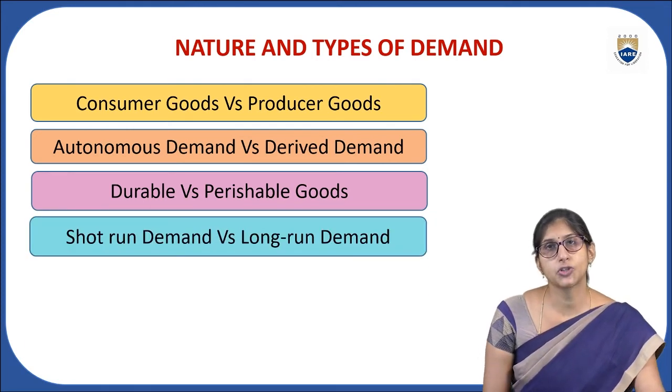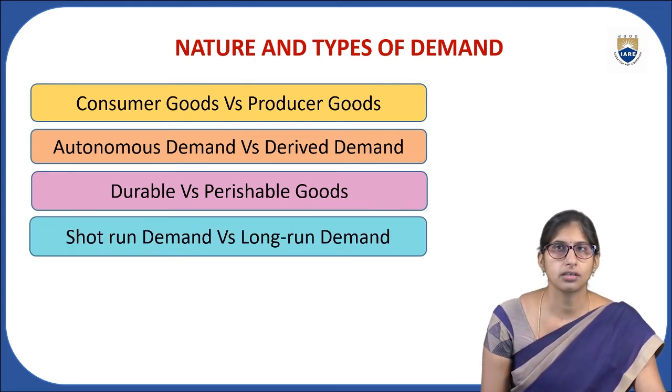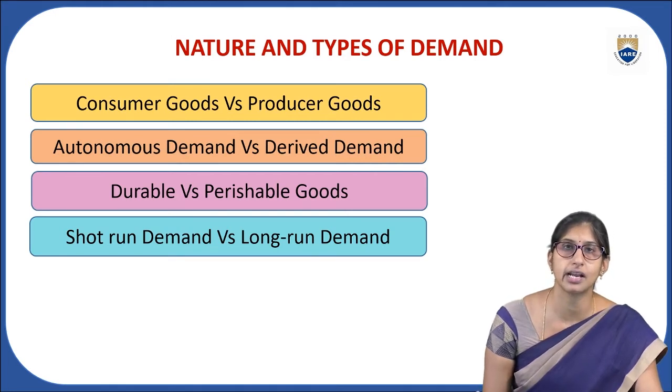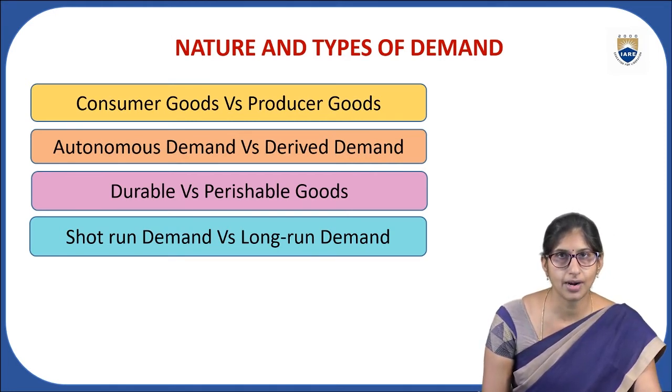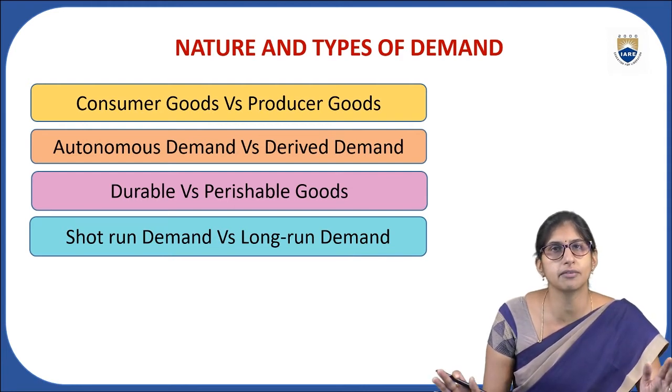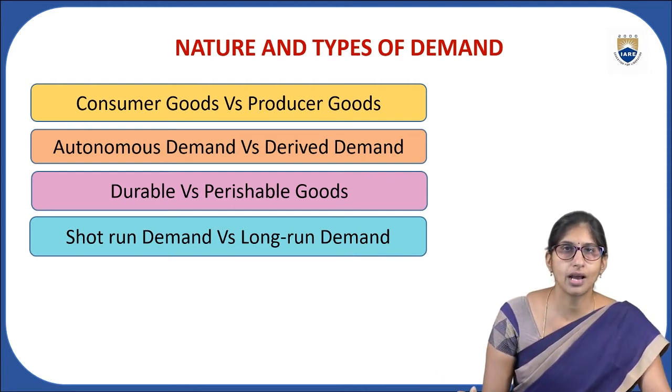Next point is short run demand and long run demand. What is short run demand and long run demand? Short run demand is where demand is created for a particular product in a particular region, where we are measuring the demand for a particular product for a certain period, right?